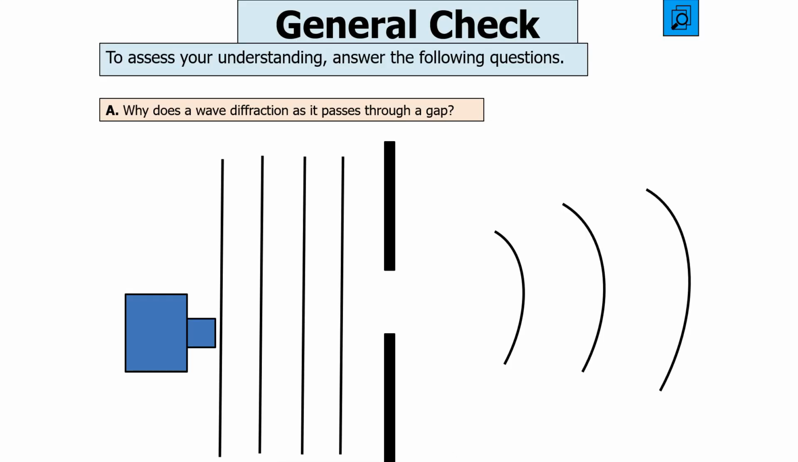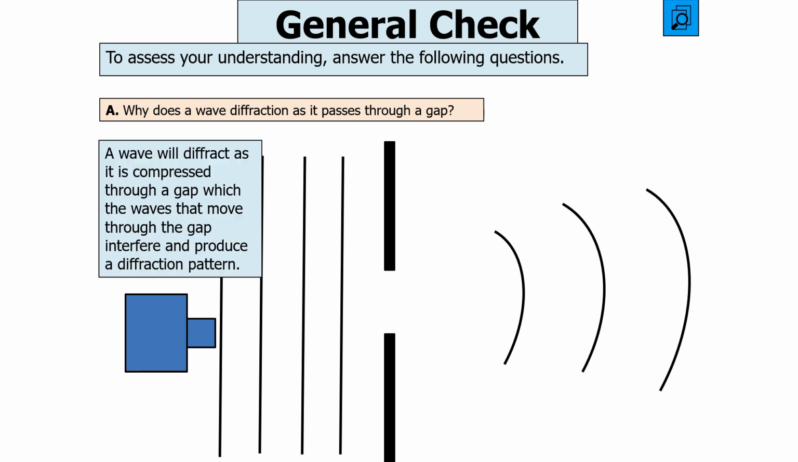The first question says, why does a wave diffract as it passes through a gap? So pause the video now, then unpause the video when you want to go through your answer. Well, a wave will diffract as it's compressed through a gap, which the wave that moves through the gap interferes and then produces a diffraction pattern.